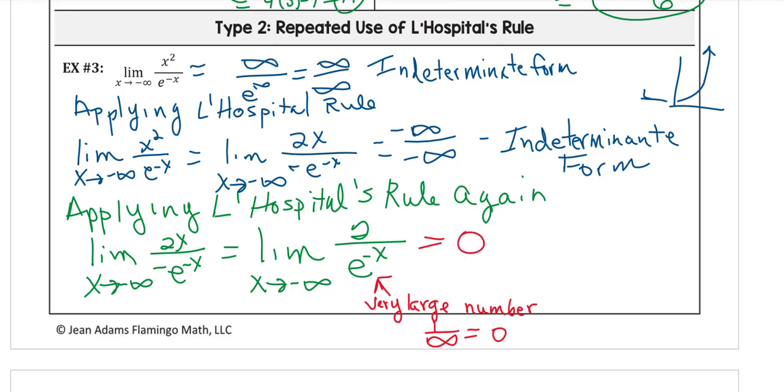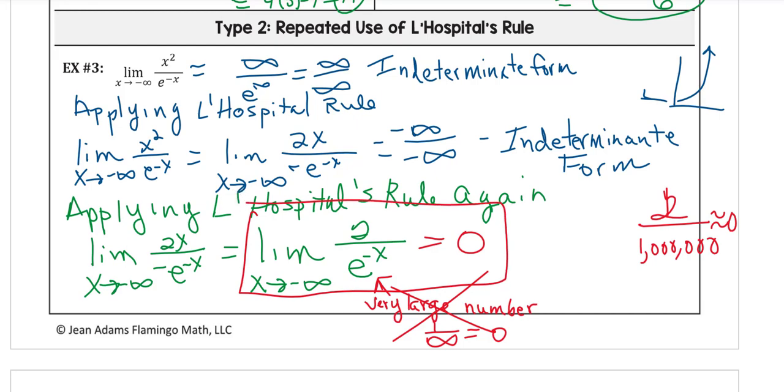So if you think about it, if you have a fraction like 1 over 1 million or 2 over 1 million, this is very, very close to 0. So that's how you look at that. So you can just put that it equals 0. You don't even have to state that. You can just put that for it. Okay? Let's assume that you understand that.